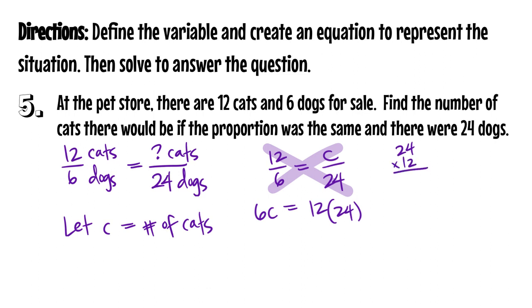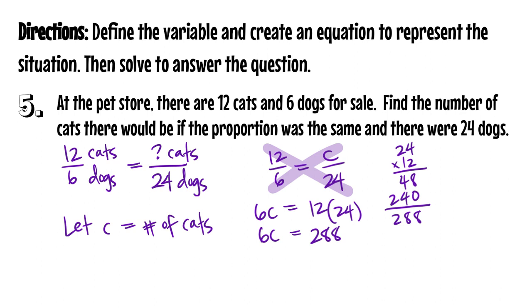24 times 12. 4 times 2 is 8. 2 times 2 is 4. And 4 times 1 is 4. 2 times, I messed up there. 2 times 1 is 2. All right, and then we add those together, we get 8, 8 and 2. So 12 times 24 is 288. So we have 6C equals 288.